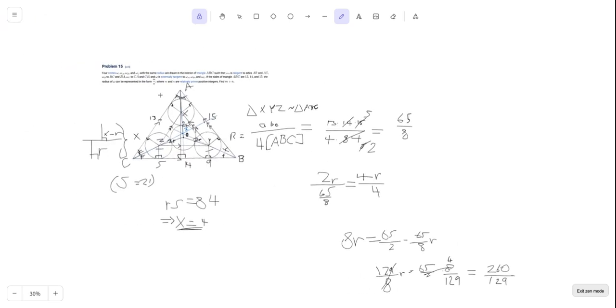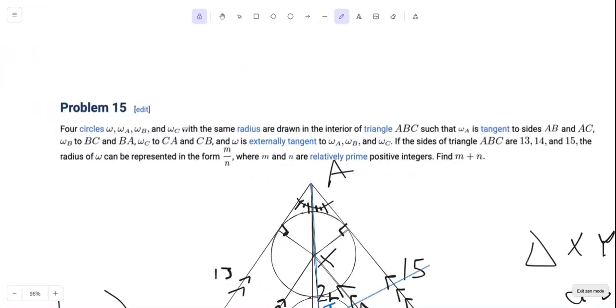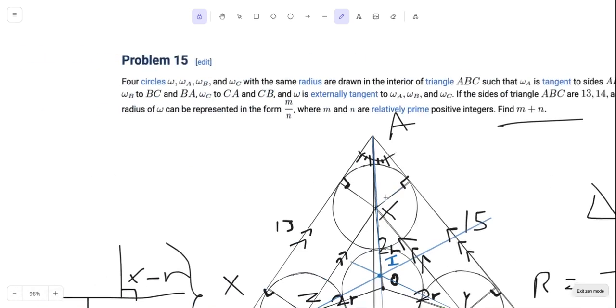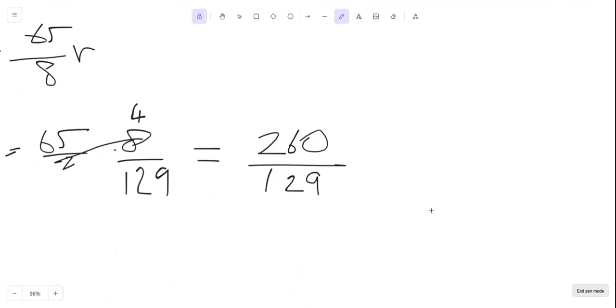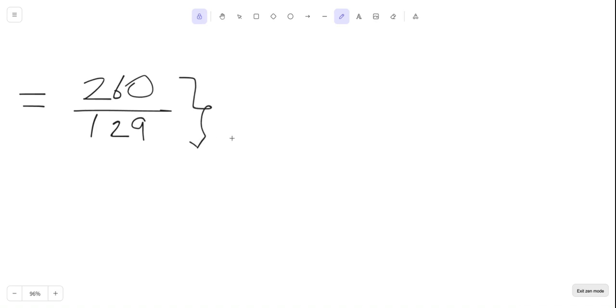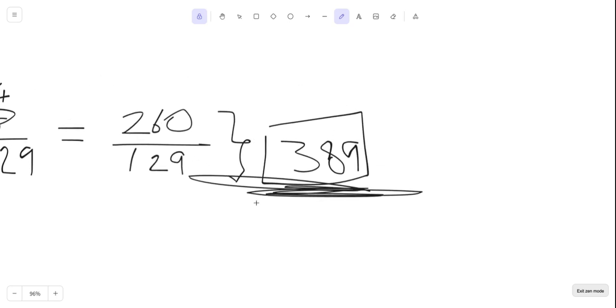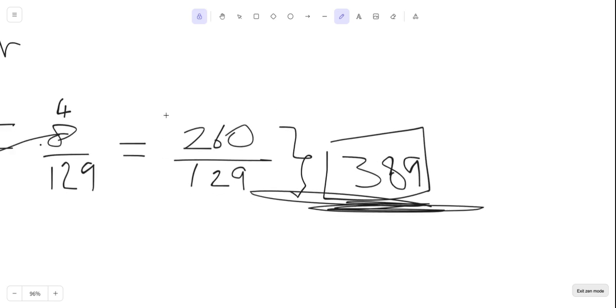Finally, we have done the problem number 15. Find m plus n, where it's the numerator and the denominator. So just sum these, and don't make a mistake. 389.